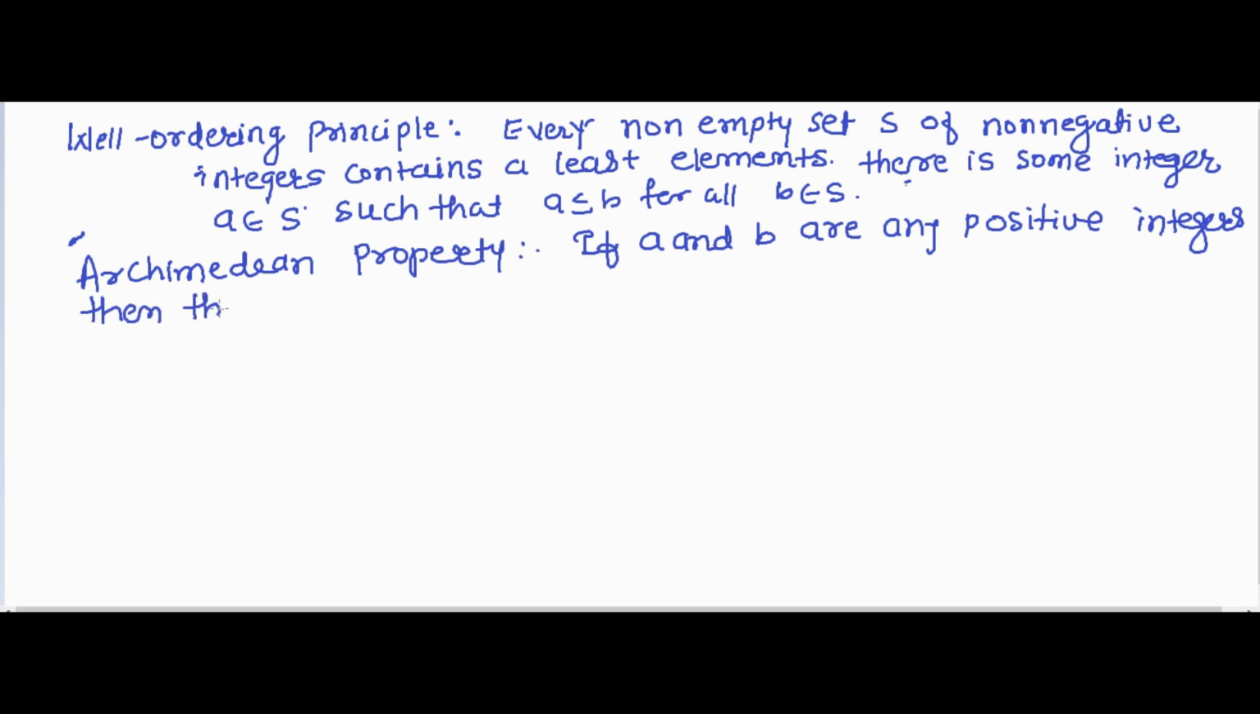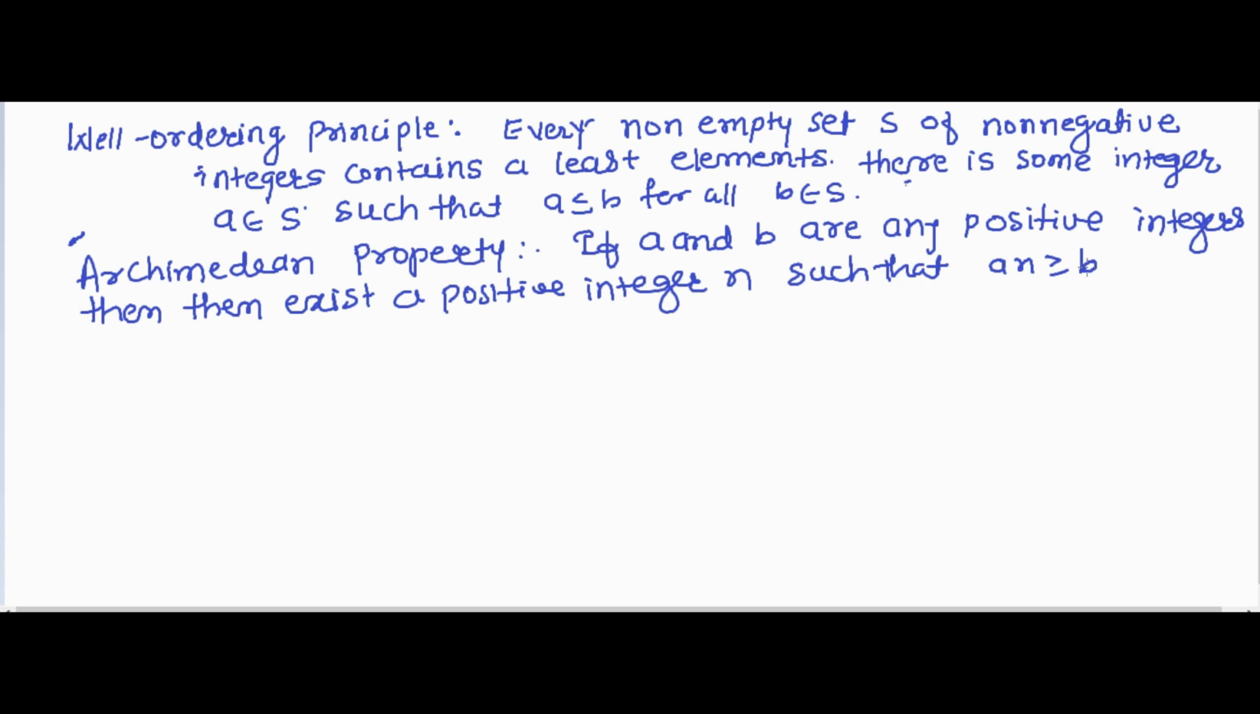there exists a positive integer n such that a n is greater than or equal to b. This is what we have to prove. We prove this property by using contradiction. The proof is very beautiful.